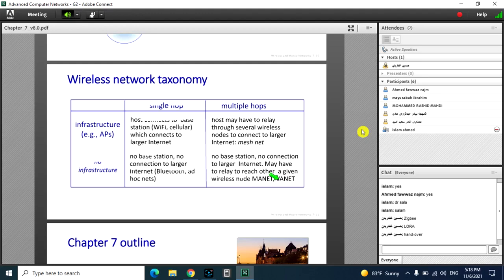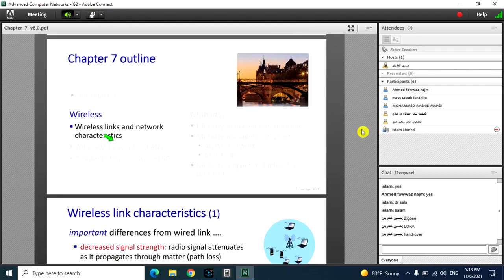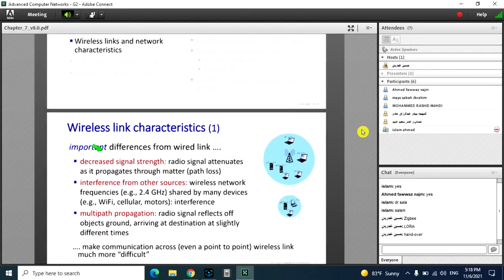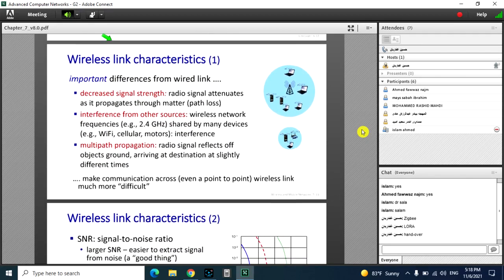So by using VANET, we can decrease the number of car accidents on the roads. Okay. Next topic is wireless link characteristics.